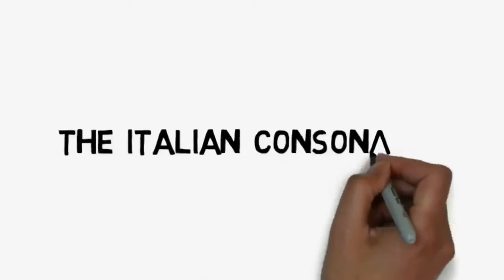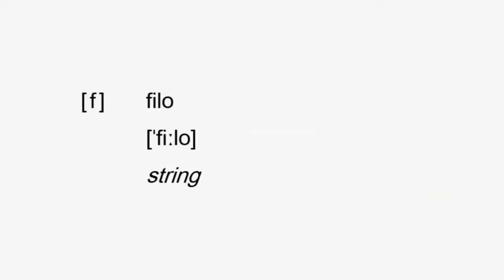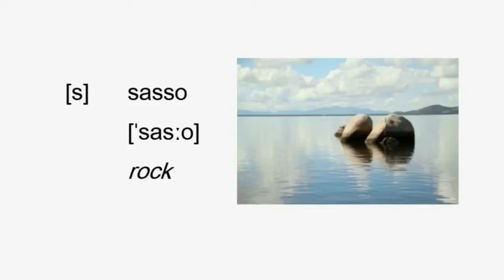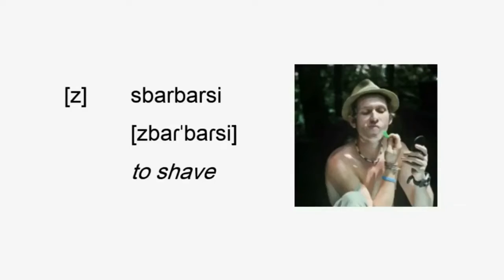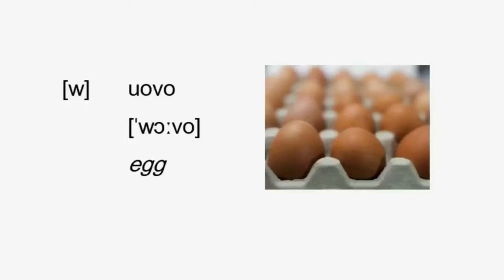And so that is all for Italian's consonants. To quickly review, we had 9 consonants with familiar sounds and symbols. There was b as in balena, f as in filo, g as in gonna, m as in molla, n as in nido, s as in sasso, z as in sbarbarsi, v as in volo, and w as in uovo.